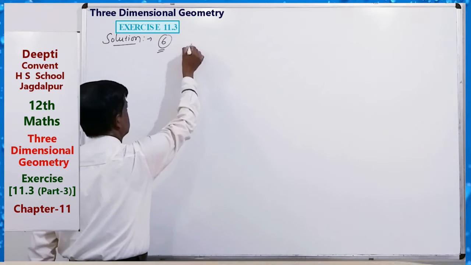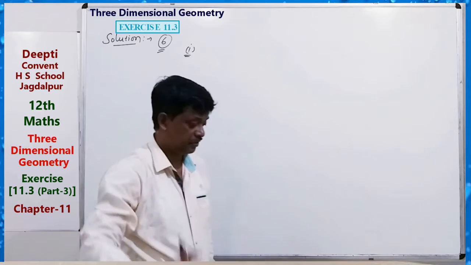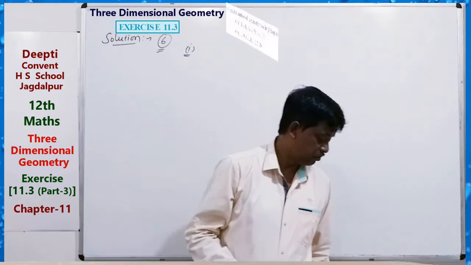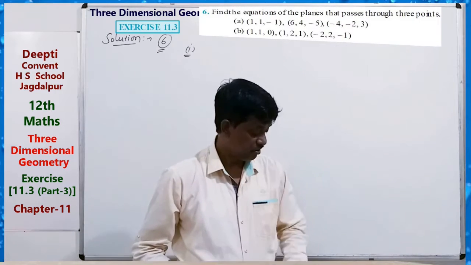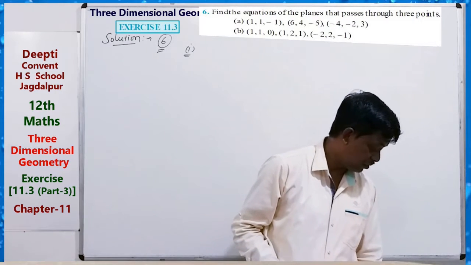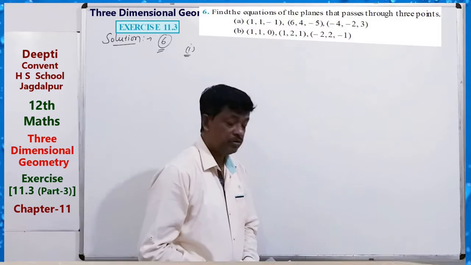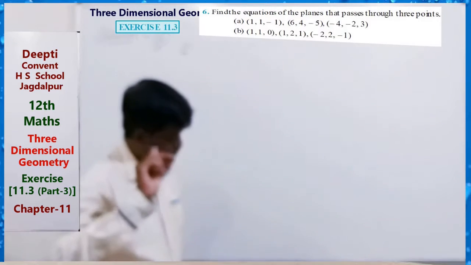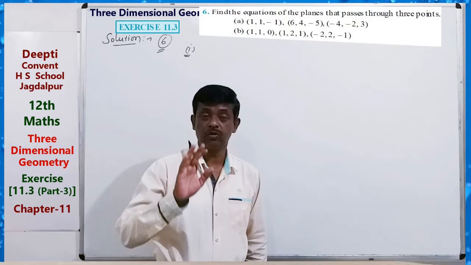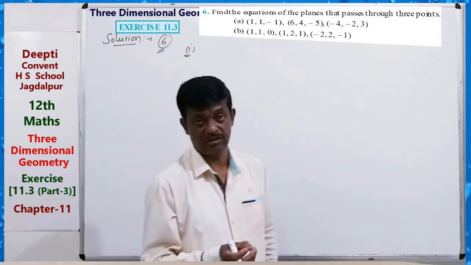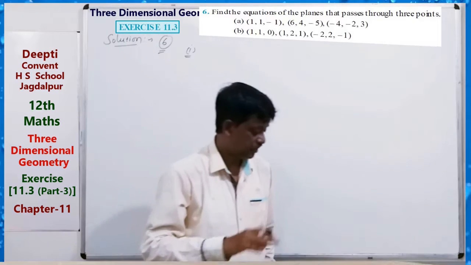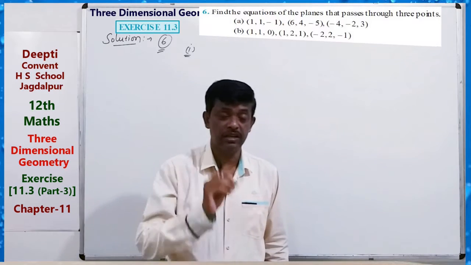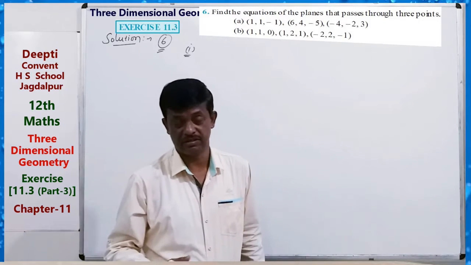For the first question, I will give a brief discussion and solve the questions. You have to write it in detail in your homework copy. Here we know that if 3 points are non-collinear, then we can find a unique plane passing through those points. If they are collinear, then there will be infinitely many planes.